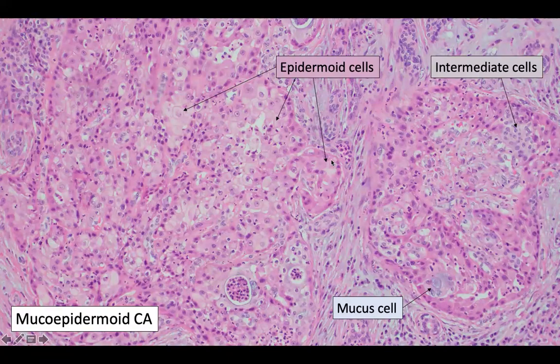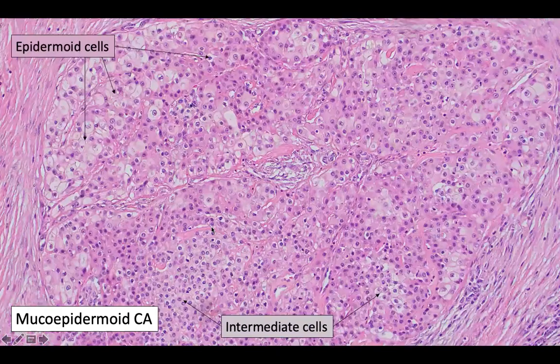All right, and then these are the 3 cell types. You have these epidermoid cells. They're called epidermoid because they look like keratinocytes with this abundant eosinophilic cytoplasm. You also have these intermediate cells, which have moderate amounts, not abundant, of this more cleared out cytoplasm. And then of course you have the classic mucus cells. These are the goblet cells here producing mucin. This is a case where it's more epidermoid cells and intermediate type cells. I don't see any goblet cells in this picture, so this is probably a little higher grade.